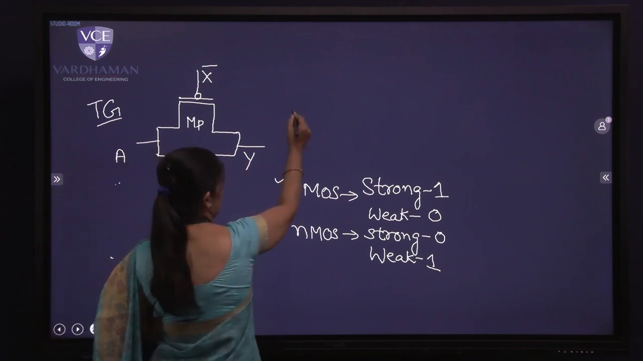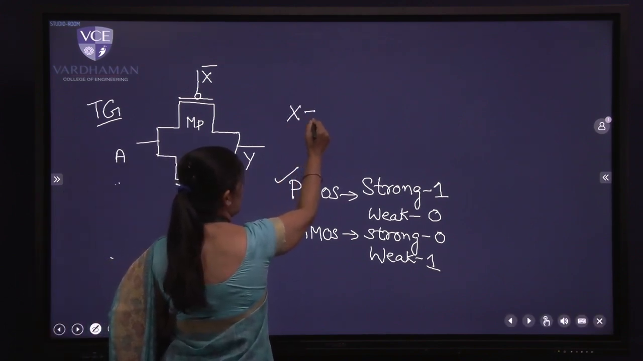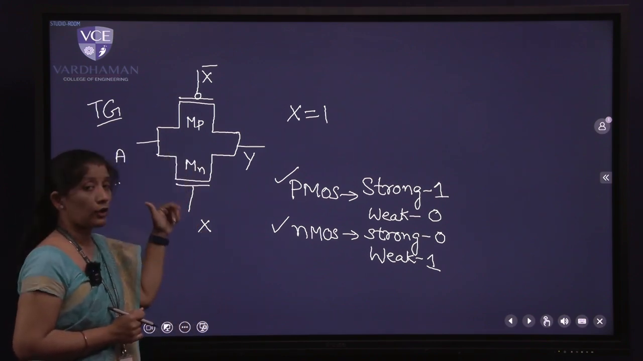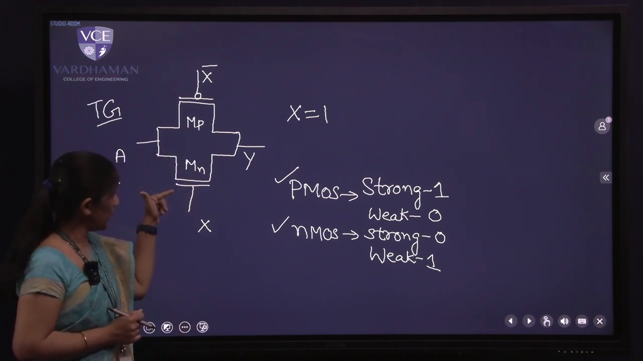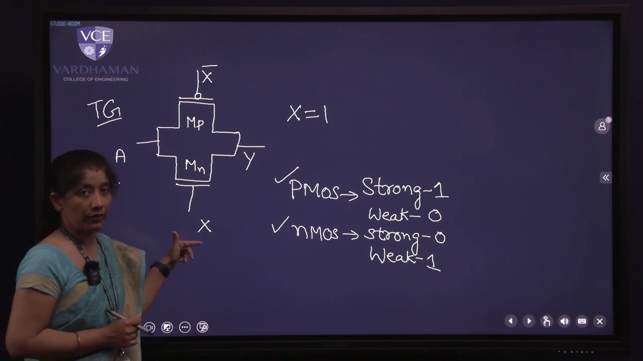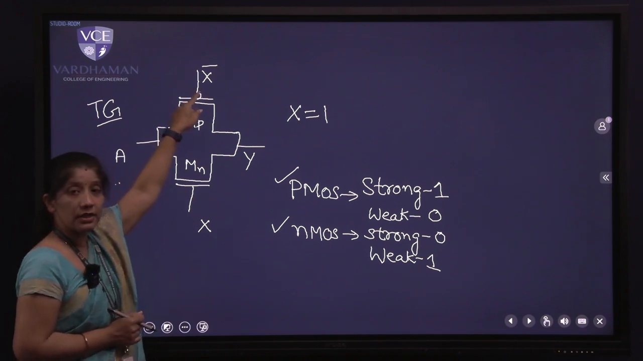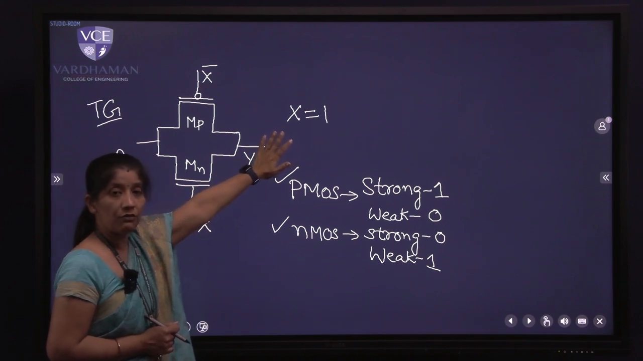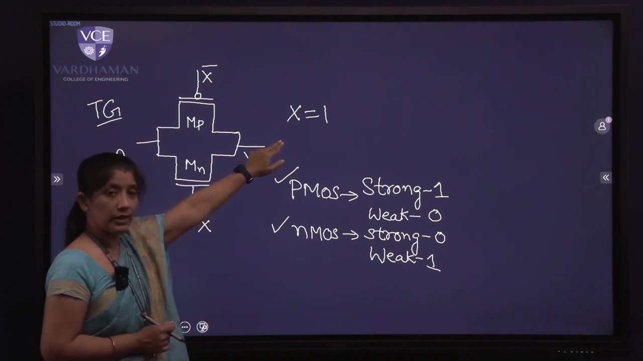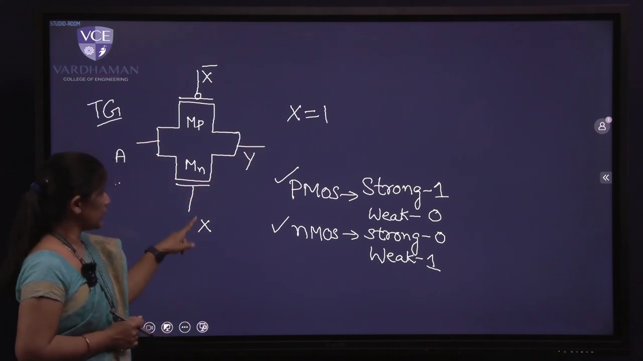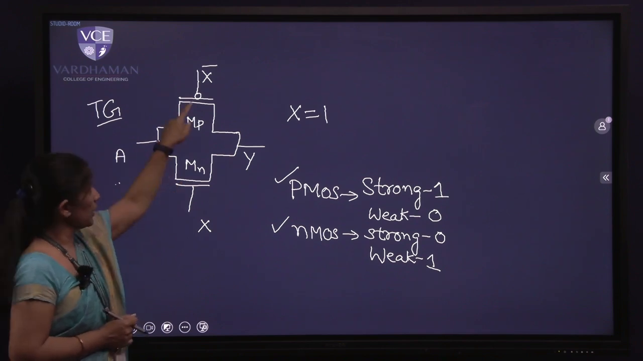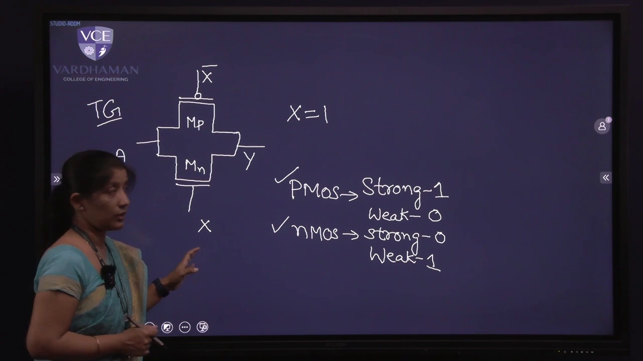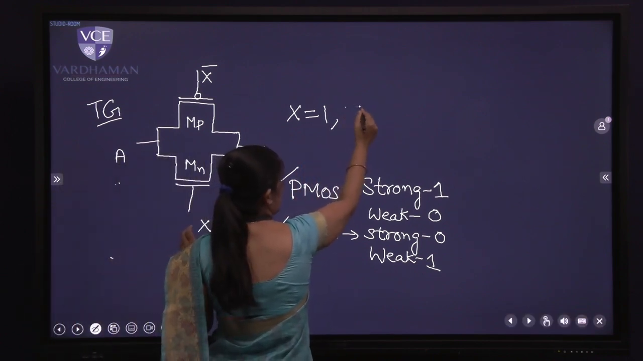Logically we say that when X is equal to 1, because the gates of PMOS and NMOS are receiving complementary signals, when the gate of NMOS is receiving a signal X, the gate of PMOS is receiving a signal X bar. That's how I take the control value of X. Suppose I substitute X equal to 1 here, then this NMOS transistor is on. Similarly, the PMOS transistor is also on because X bar is equal to 0, and we say that our TG is in on state.